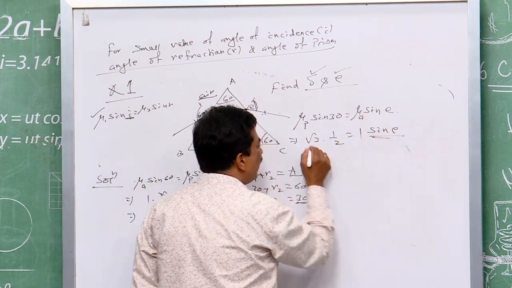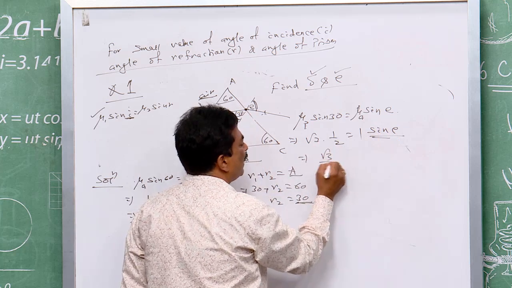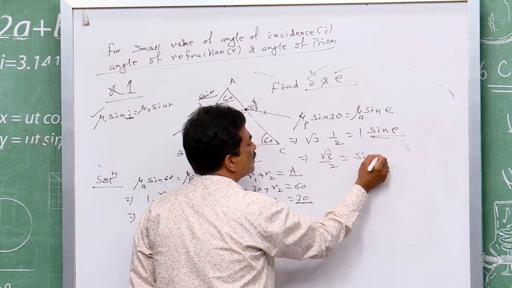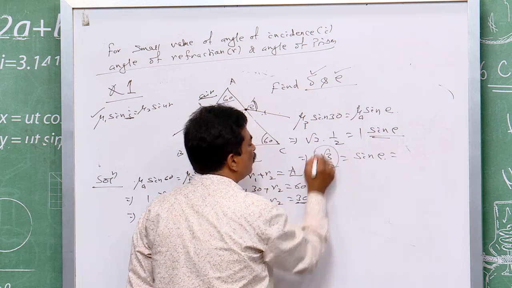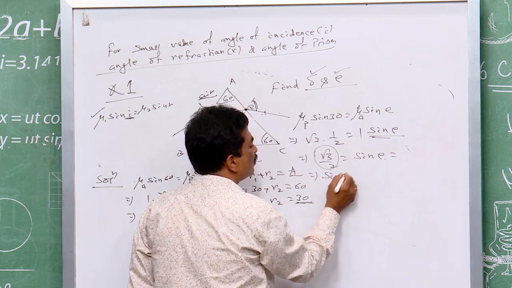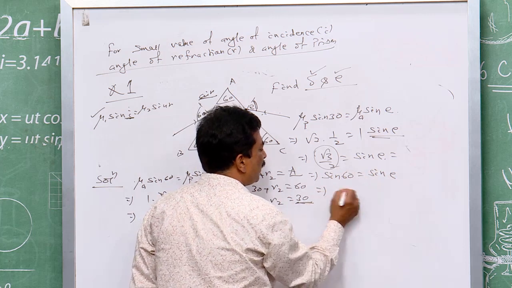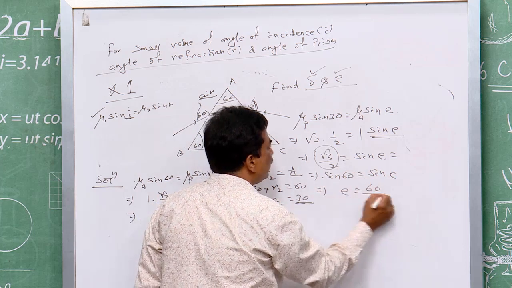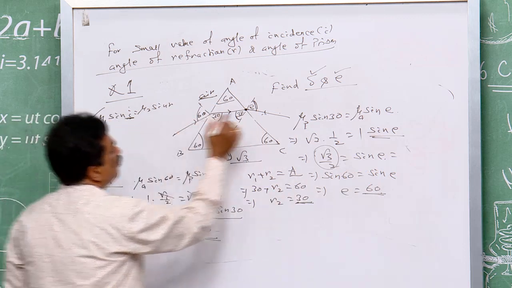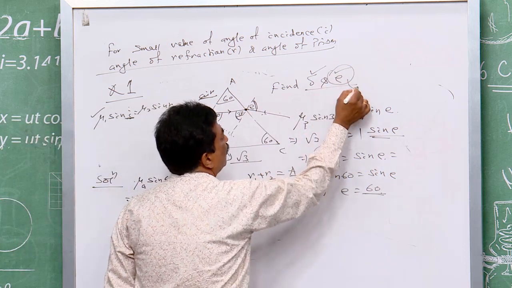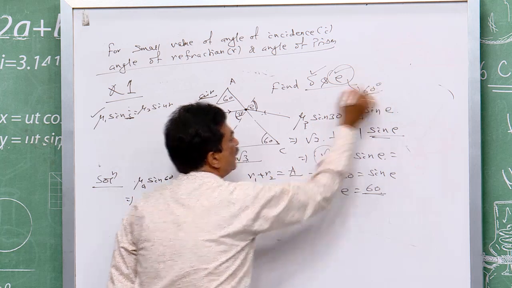So sin e is equal to √3 by 2. The angle whose sin is √3 by 2 is 60, so sin 60 equals sin e, which implies e is equal to 60. Our aim was to find the value of e, and now e is equal to 60 degrees.